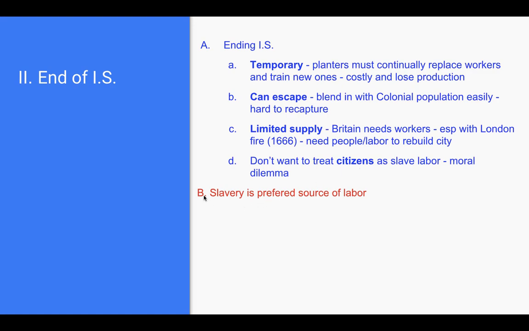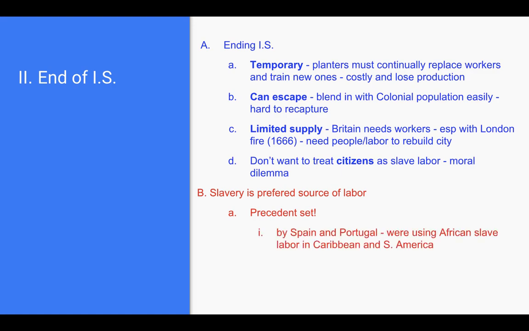Uppercase B. Slavery is the preferred source of labor. And you're going to see that it already existed, African slavery. So a precedent was already set. So notice I have uppercase B, finger space in lowercase a, and now I have a lowercase Roman numeral 1.